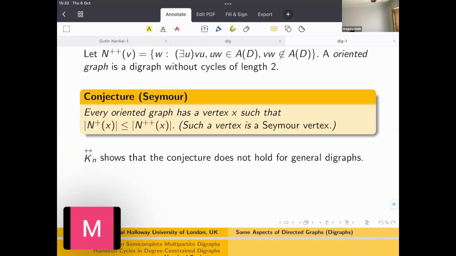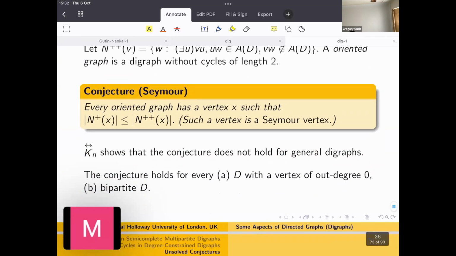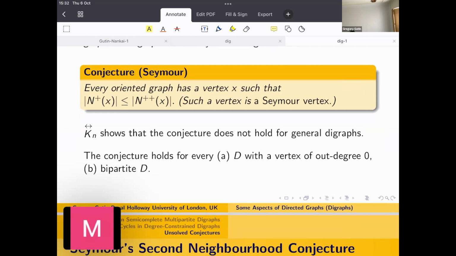Now, if you look at a complete directed graph, then you will see that the conjecture does not hold for general digraphs, because the second neighborhood size for every vertex is zero, and the first one is n minus one, so clearly it's not true. Now it's easy to see that this conjecture holds for every digraph with a vertex of out-degree zero, because then both sizes of the first and second neighborhoods are zero.